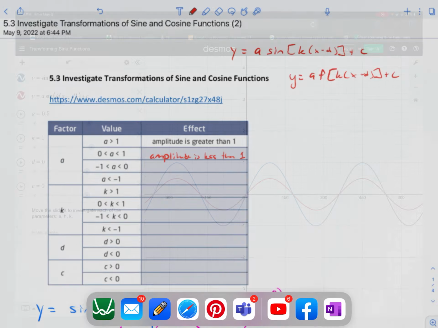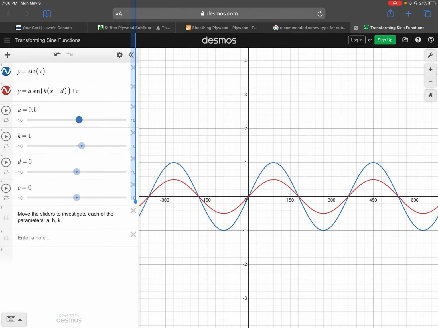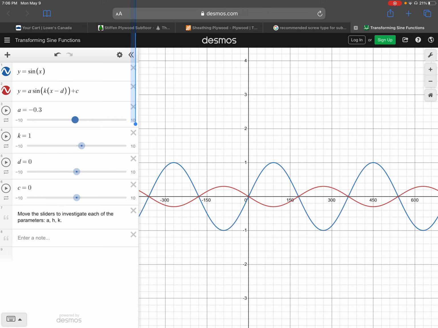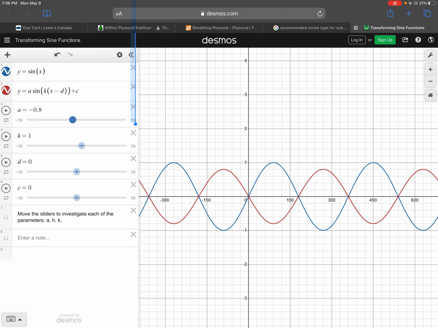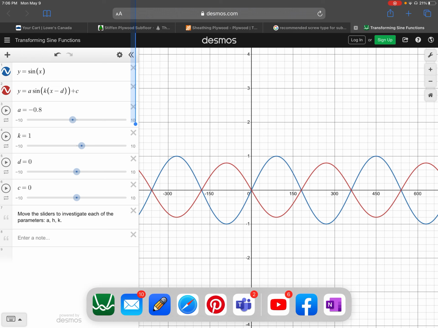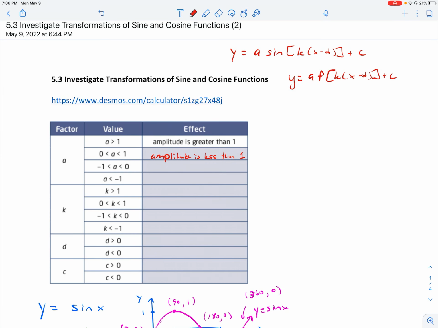Well, you could probably make this prediction. If I make the amplitude between 0 and negative 1, notice the graph flips. So it actually reflects, and the amplitude is still small, still smaller than the blue one. So we can write that in. Reflects along x-axis, and amplitude is less than 1. Okay, kind of fits in the box here.